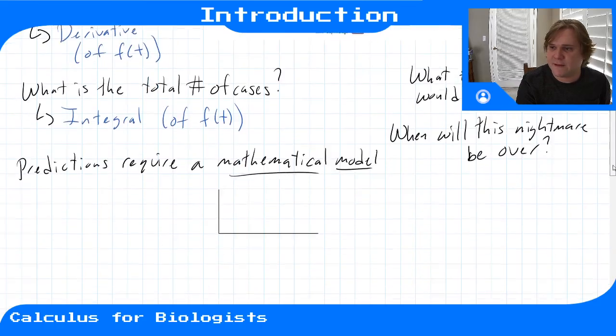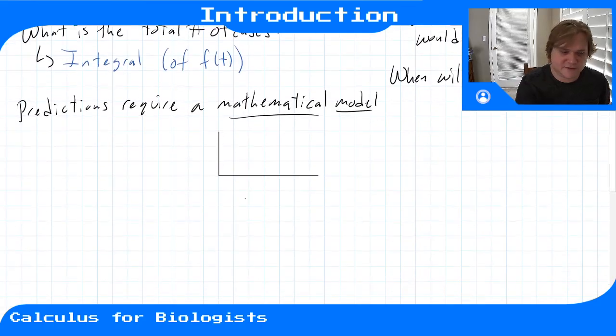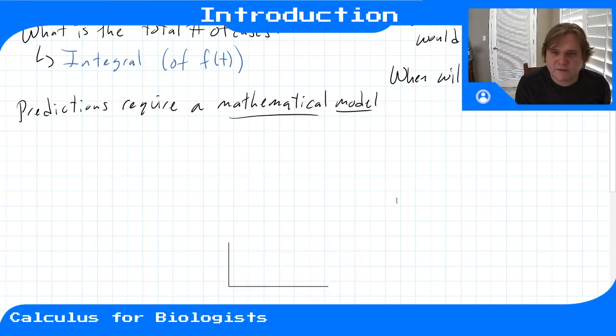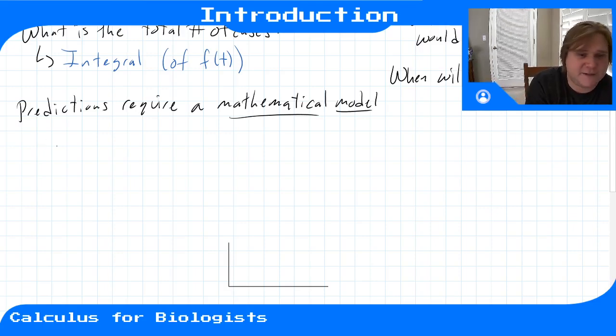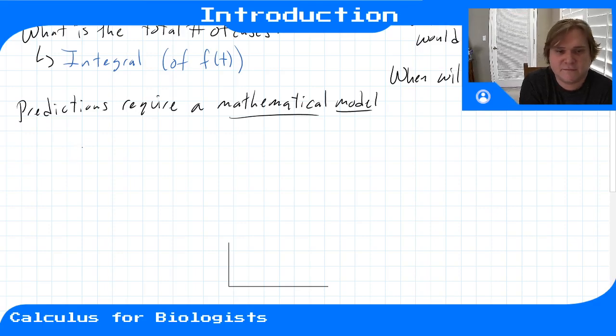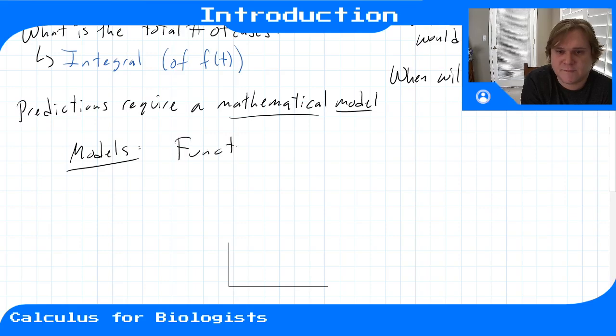Okay? So there's a couple different types of models that we'll use in this class. The two key kinds of models are basic functions and what's called dynamical systems.